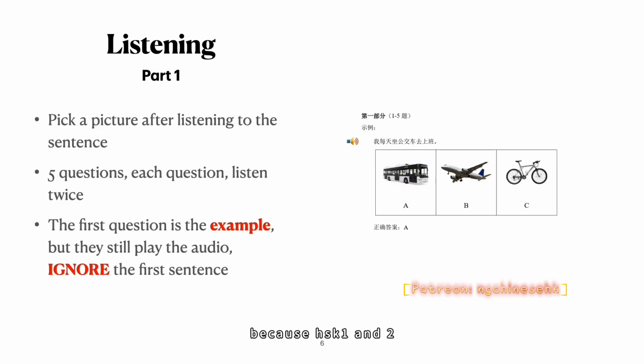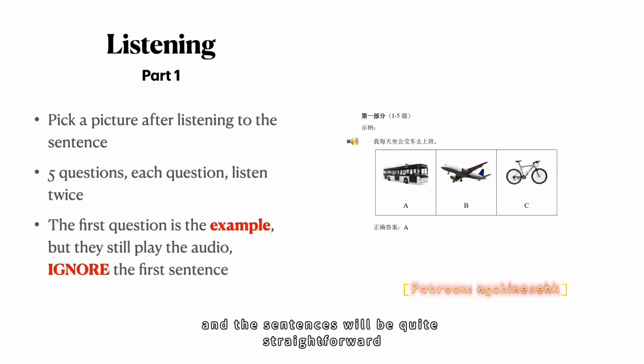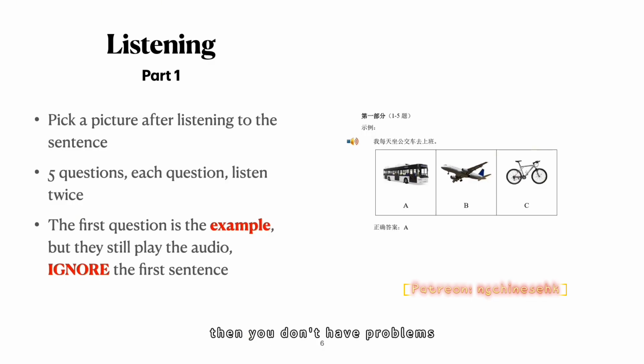Because HSK 1 and 2, these two are kind of easy, the questions and the sentences will be quite straightforward. As long as you can understand the keywords, then you don't have problems picking out the correct answer.